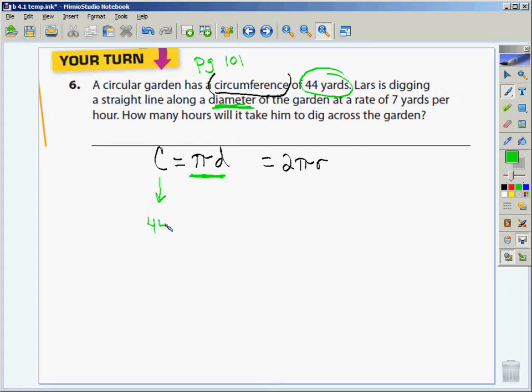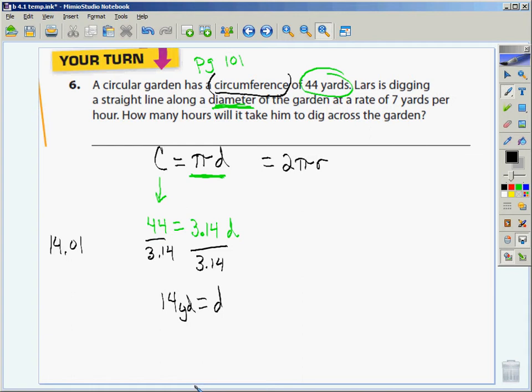44. I replace pi with 3.14, and the diameter is what I'm looking for. Algebraically, then, how would I find out what the diameter is? I'd divide by 3.14. Okay. If it came out to 14.01, for the sake of argument, we're going to say that that's what? 14, and it would be yards. Okay. That's the first part of this question.